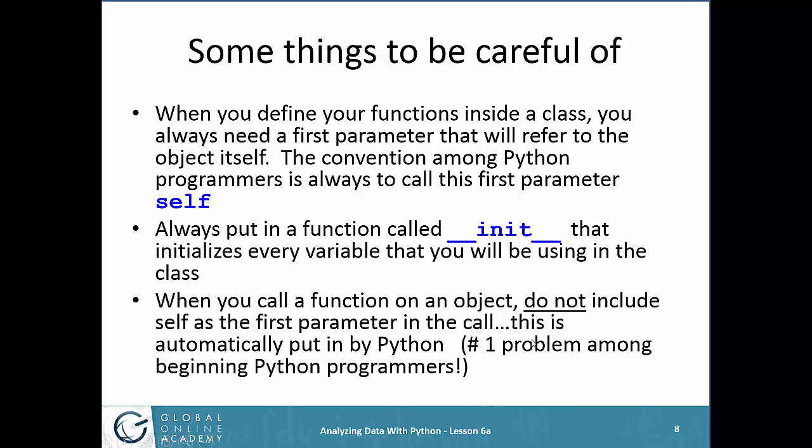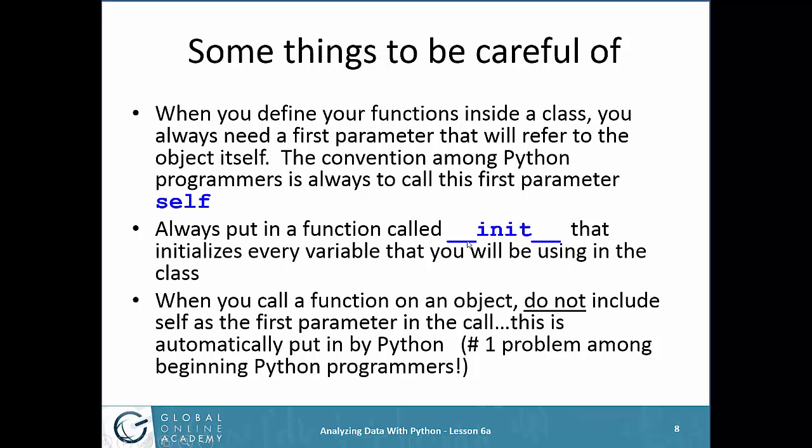Now here's some things for you to be careful of. When you define your functions inside a class, you always need a first parameter that will refer to the object itself. Go back a couple of pages. When we created the class school, the init function, the add a student function, the get time zone function, all had a first parameter called self. The convention among Python programmers is always to call this first parameter self. I want you to get into that habit. There's nothing that forces you to call it self, but every Python programmer you'll ever meet always calls it self. And it's a very meaningful name.